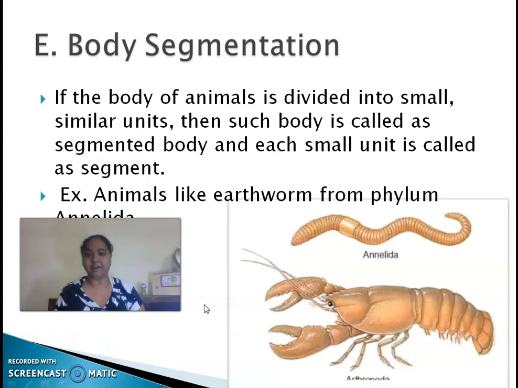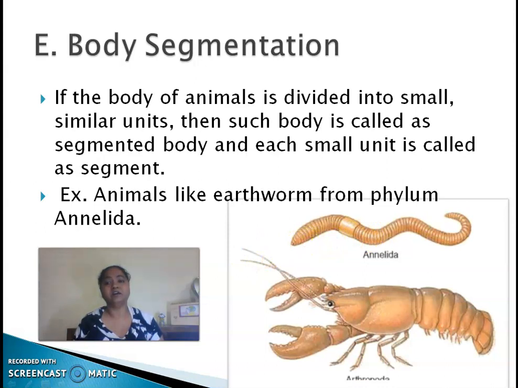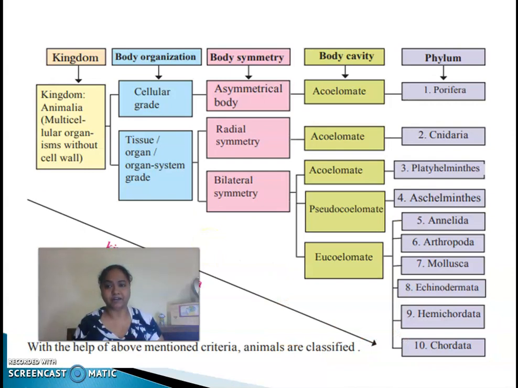The next type of criteria is body segmentation. If the body of an animal is divided into small similar units, then such a body is called a segmented body, and each small unit is known as a segment. For example, in animals like earthworm from phylum Annelida, segments are present. In this diagram, you can observe these small lines dividing the whole earthworm into small parts. These small units or parts are known as segments, and therefore the body of an earthworm is segmented.